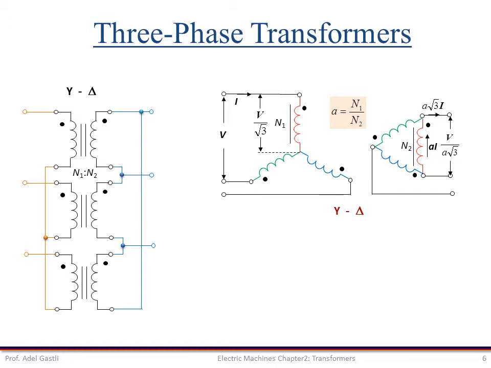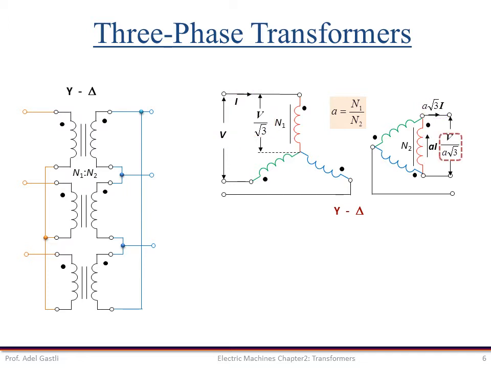The primary and secondary windings shown parallel to each other belong to the same single-phase transformer. The primary and secondary voltages and currents are also shown in this figure, where V is the line-to-line voltage on the primary side and a equals N1 over N2 is the turns ratio of the single-phase transformer.